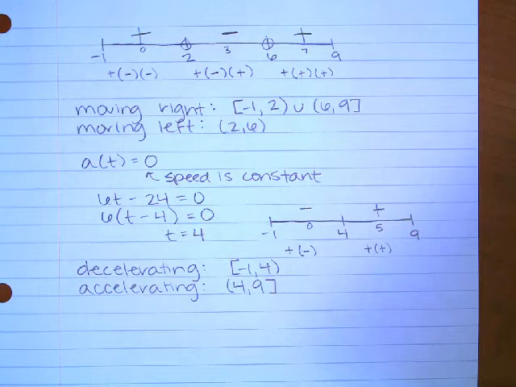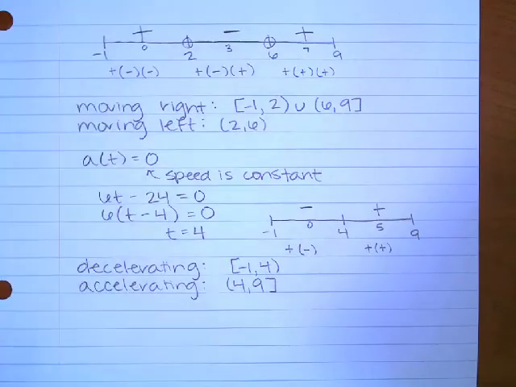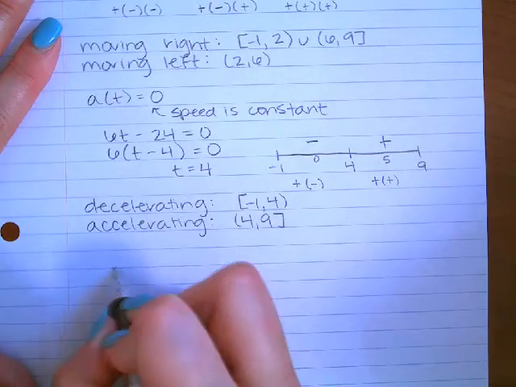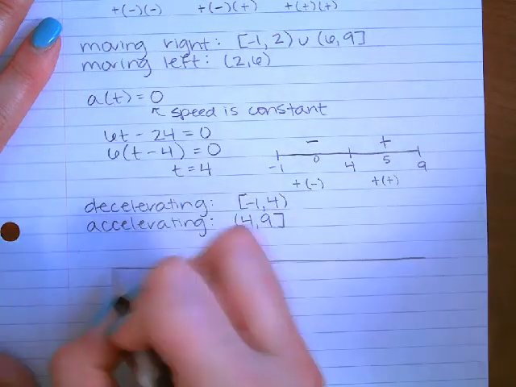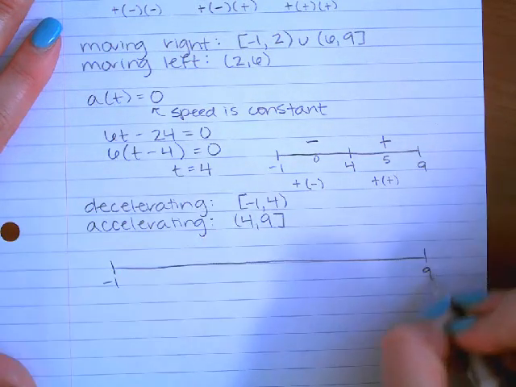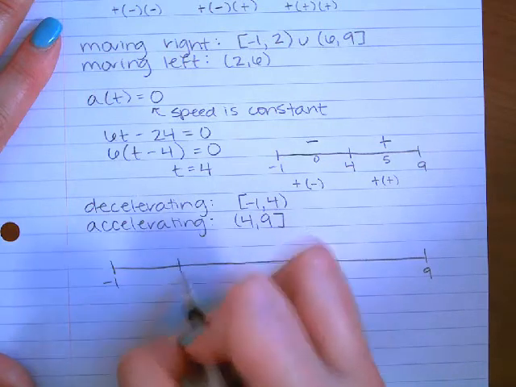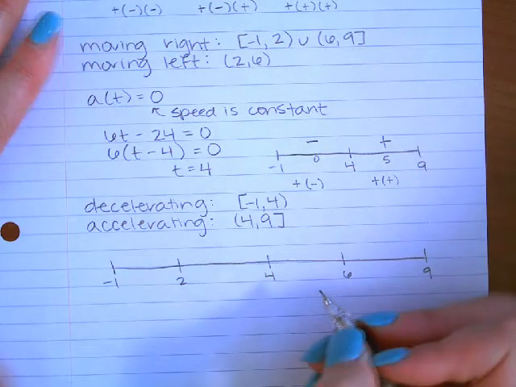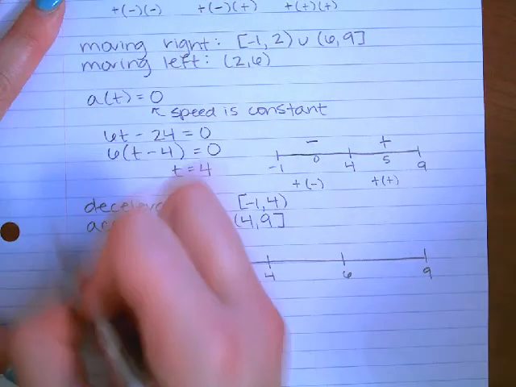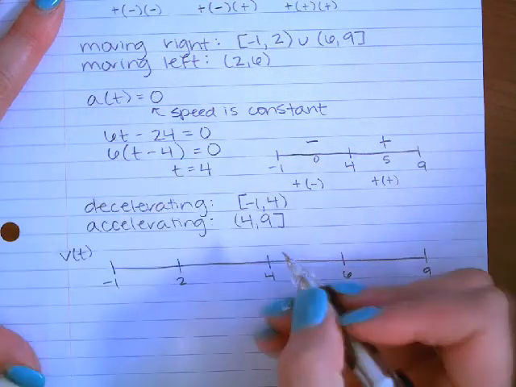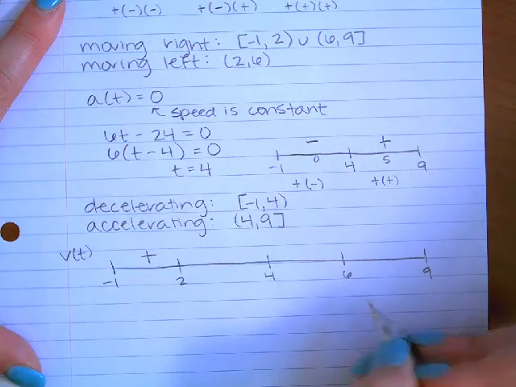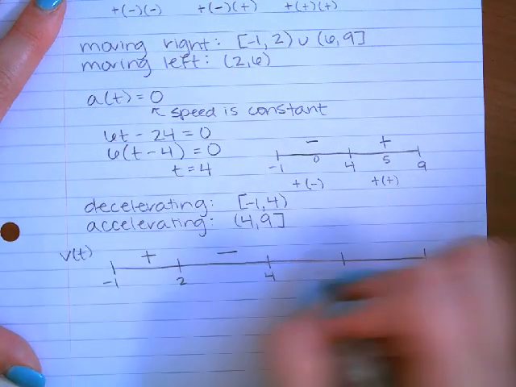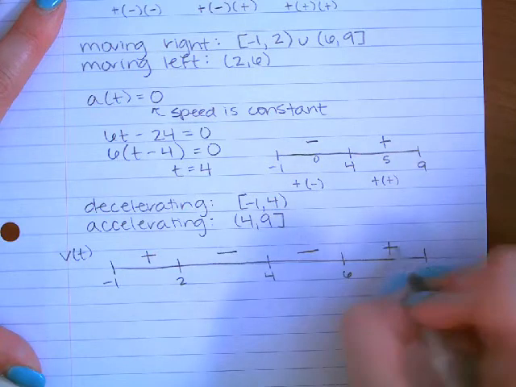All right. Next, I'm going to go ahead and figure out when the particle appears to be speeding up and when it appears to be slowing down. So what I do for this is I kind of combine the two different sign charts that I did together. The first one had a 2 and a 6. The second one had a 4. I'm going to go ahead and put my signs for the velocity on the top. So it was positive from -1 to 2. It was negative from 2 to 6. It was positive from 6 to 9.